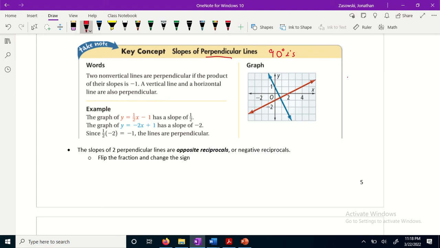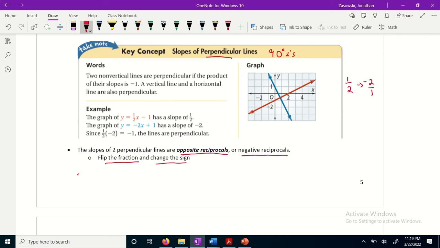So what we're going to notice is the slope of the first line is 1/2. The second line is -2 over 1. How are these two numbers related? Well, they are what's called opposite reciprocals, or negative reciprocals. So it means in order to figure out the slope of two perpendicular lines, that has to look like the same kind of number, except the fraction is flipped over and the sign has been changed.